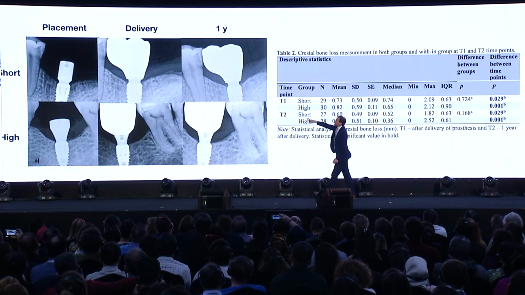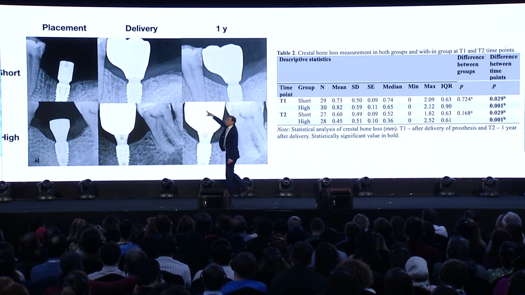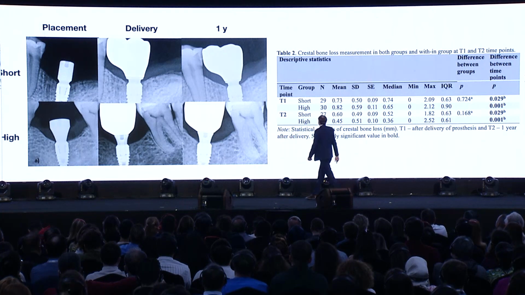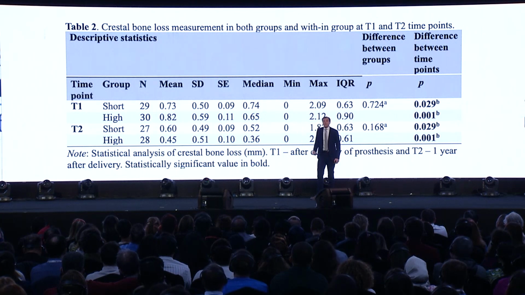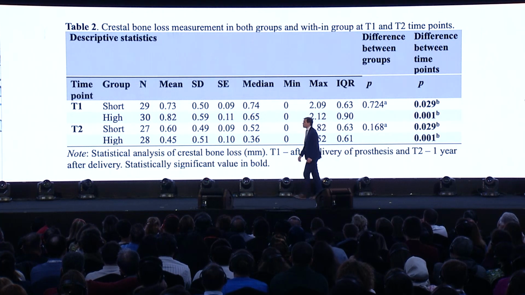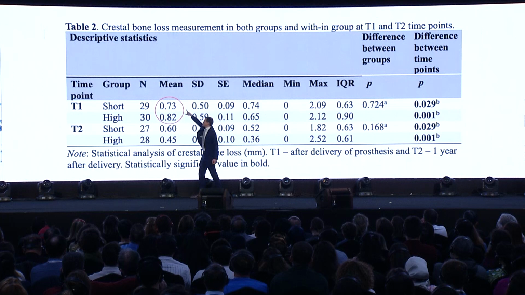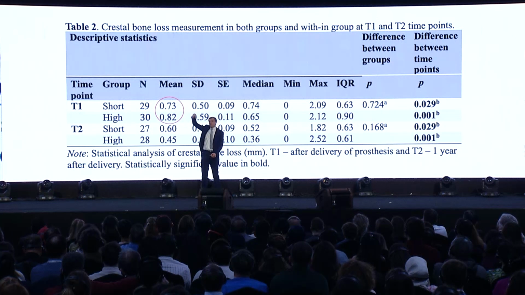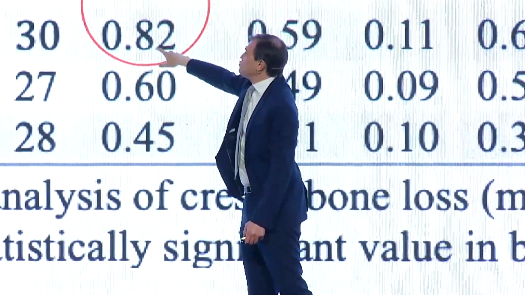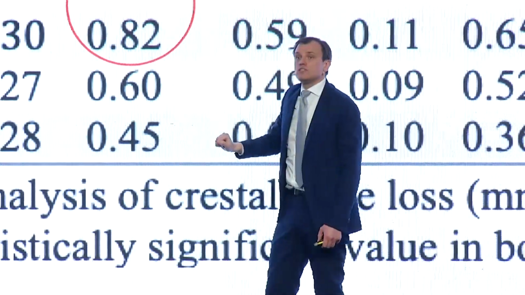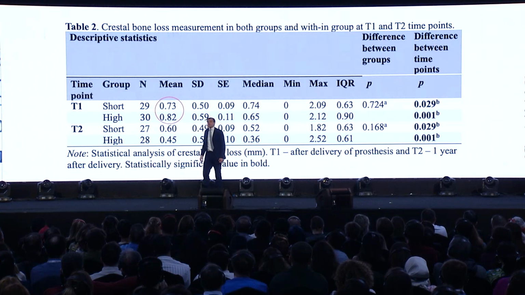Now you can see here placement, delivery, 1 year follow-up, with low tie base and with high tie base. If I look at the numbers, there is also one additional, very important thing which the study brings. So let me go directly here. Those are numbers after delivery of the restoration. So we put the restoration and took the X-ray. In this case, we had 0.73 millimeters around the short tie base and 0.82 around the high tie base.